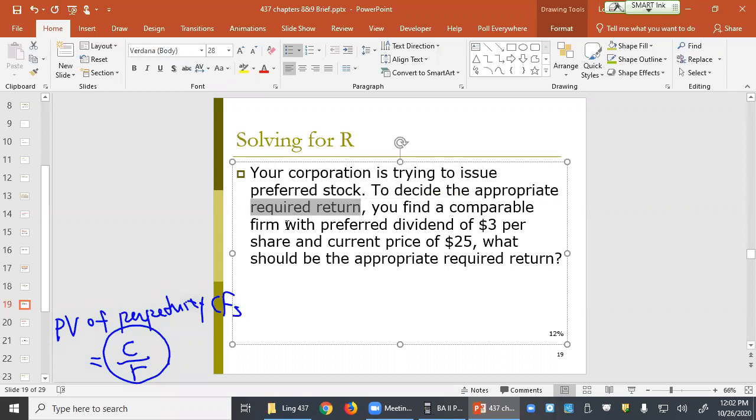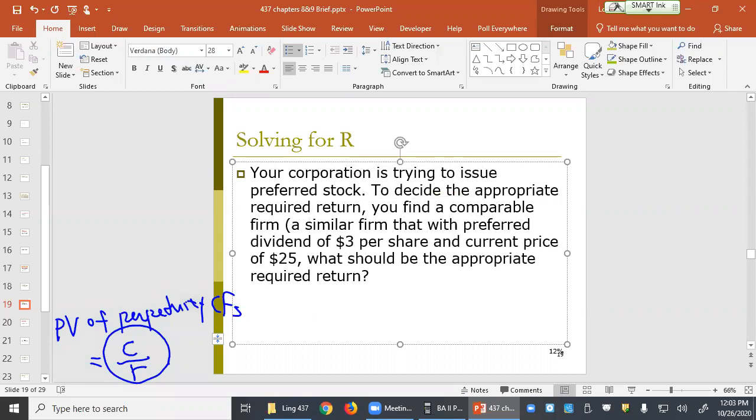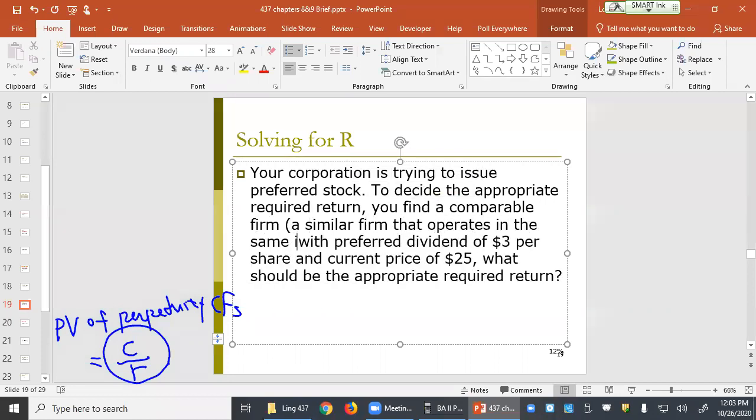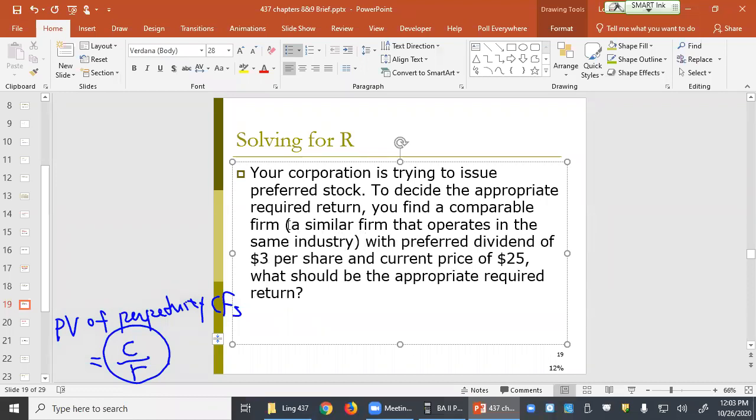So what is a comparable firm? A few chapters down the road, we will actually go through a process to identify a comparable firm for our case analysis. But for right now, you just need to know that a comparable firm is a similar firm that operates in the same industry.